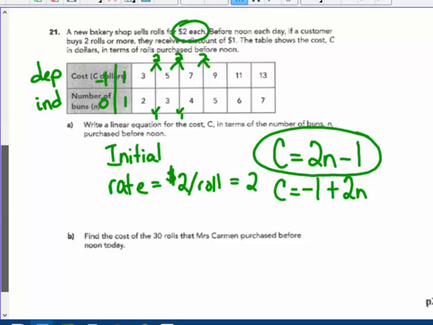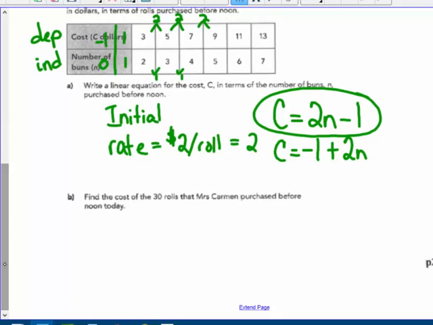Find the cost of 30 rolls that Mrs. Carmen purchased before noon today. So what is the cost if I'm going to buy 30 of them? Well, that's the number of buns, right? And minus 1. So it's 60 minus 1, which would be 59. So the answer is $59.